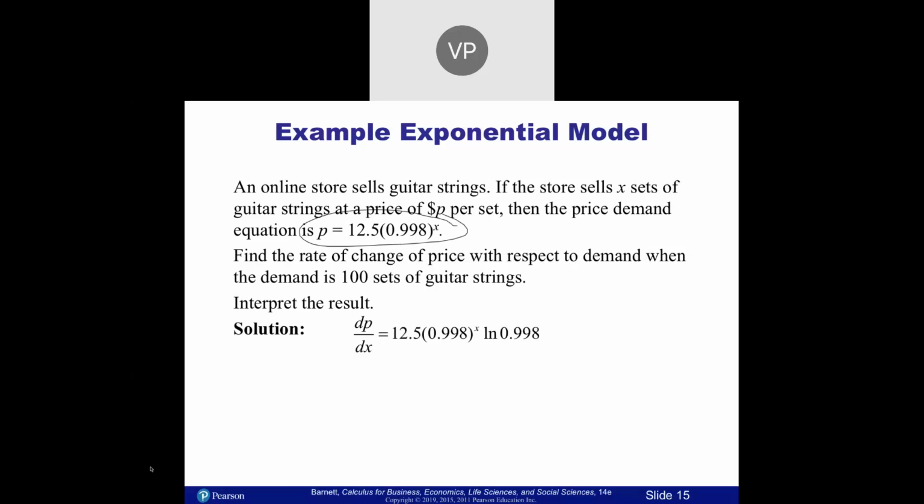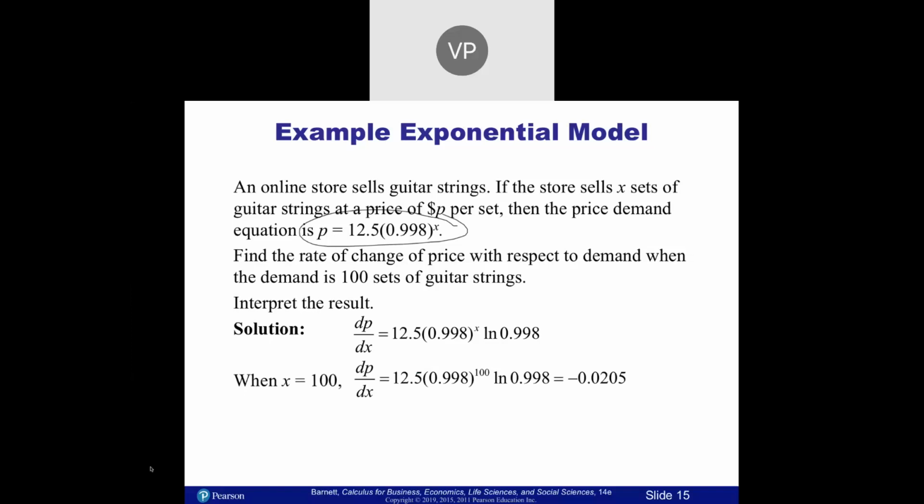Well, now we have the tools to find the derivative. We're going to find the derivative of p with respect to x. So remember how this works. You still have your 12.5 in front. The derivative of anything to the x, okay? If it's e to the x, it's just that. If it's anything else other than e, in this case 0.998, the answer is 0.998 to the x, but you also have to multiply it by the natural log of that base, that 0.998. That's your derivative.